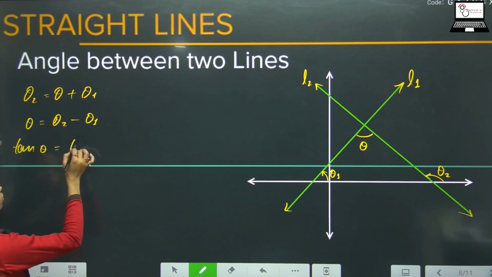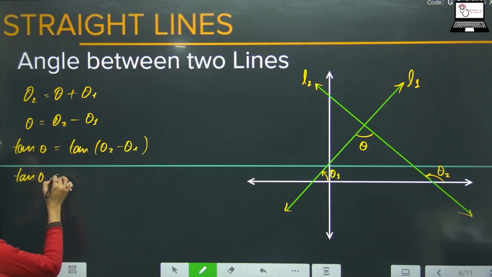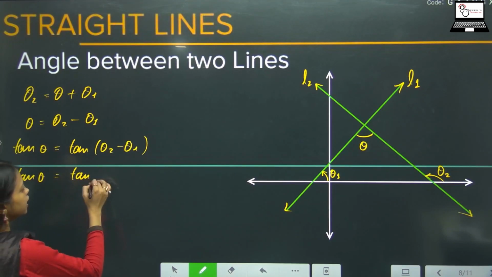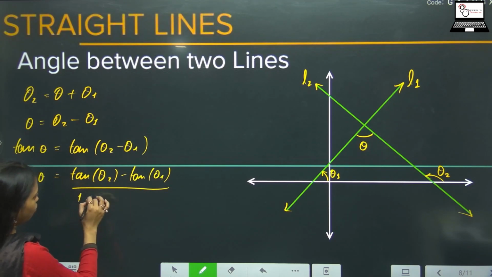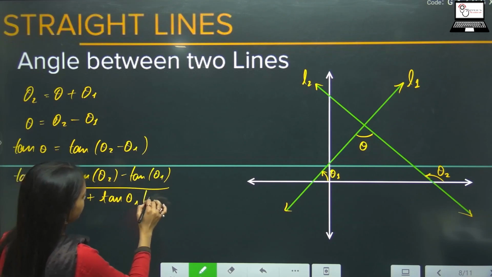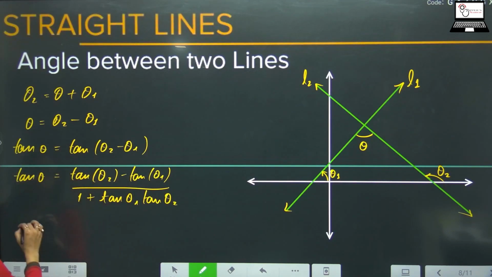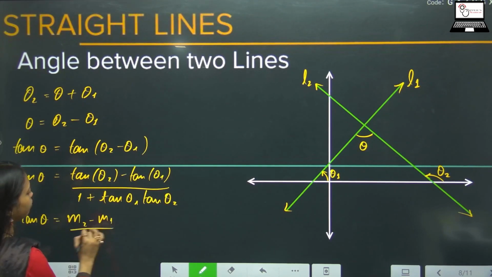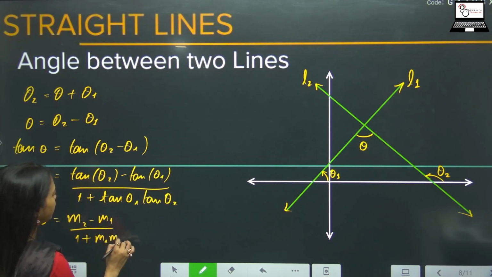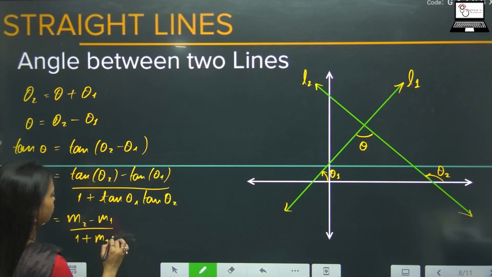So tan theta equals tan of (A minus B). The formula is (tan A minus tan B) divided by (1 plus tan A tan B). And what are these? These are slopes. So I can write tan theta, in terms of the slopes of those two lines, as (m2 minus m1) upon (1 plus m1 m2).